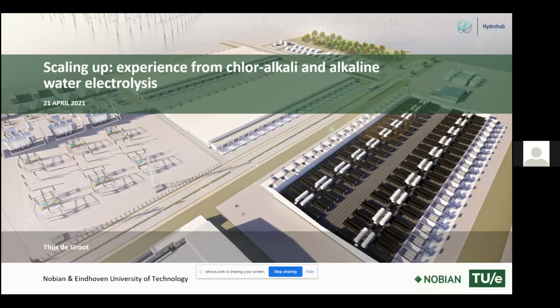Okay, let me start by sharing some of my experience in scaling up electrolysis. I will do that by bringing in an end user perspective. Here it actually does not say Nouryon, but Nobian. Nobian is actually a Nouryon company. I'm not going to spend too much time on all the rebranding we do in our organizations, but you can just assume it's more or less the same.